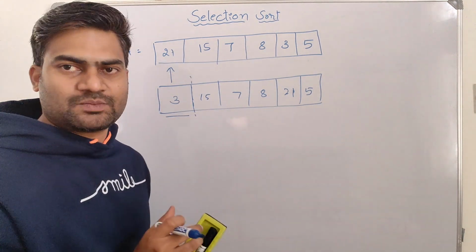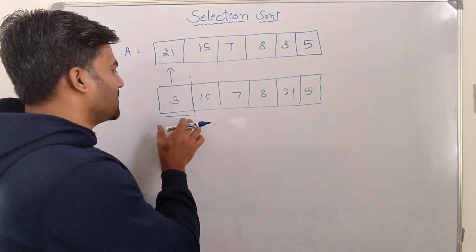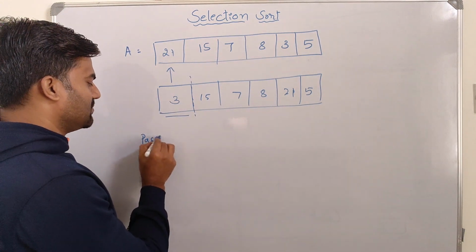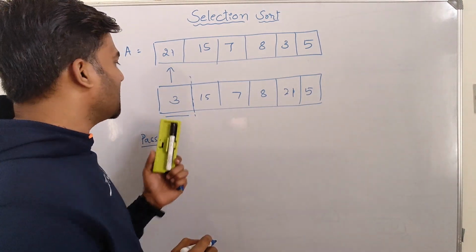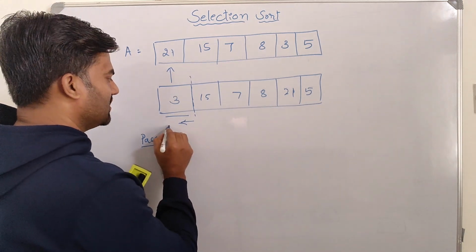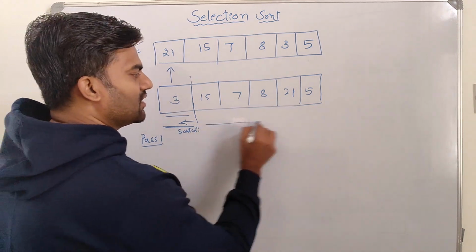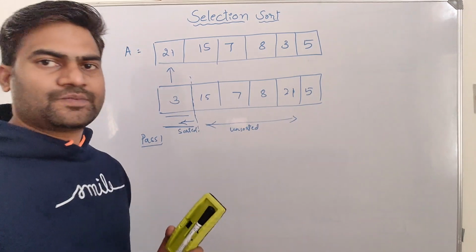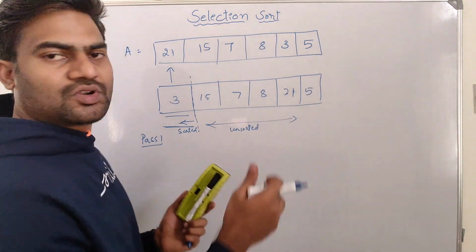We normally call this the first pass, because we are trying to keep the first element sorted. So this is pass 1. In pass 1 we arrange the first element in the array. At this point, this particular block is sorted, but this one we don't know. It is still unsorted.